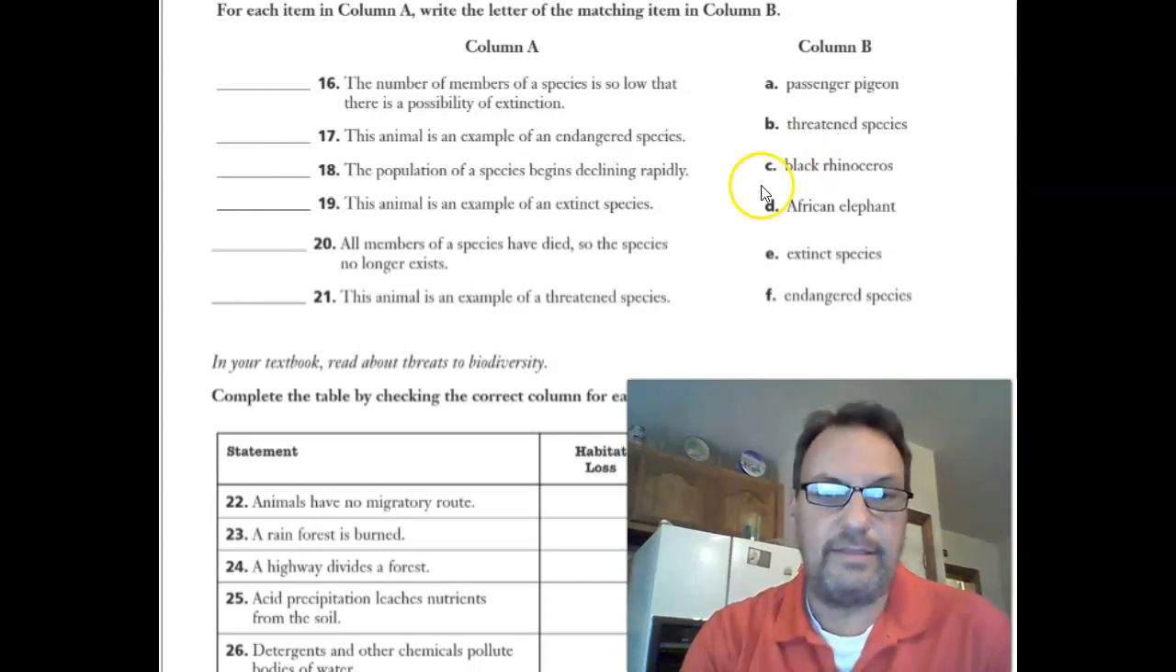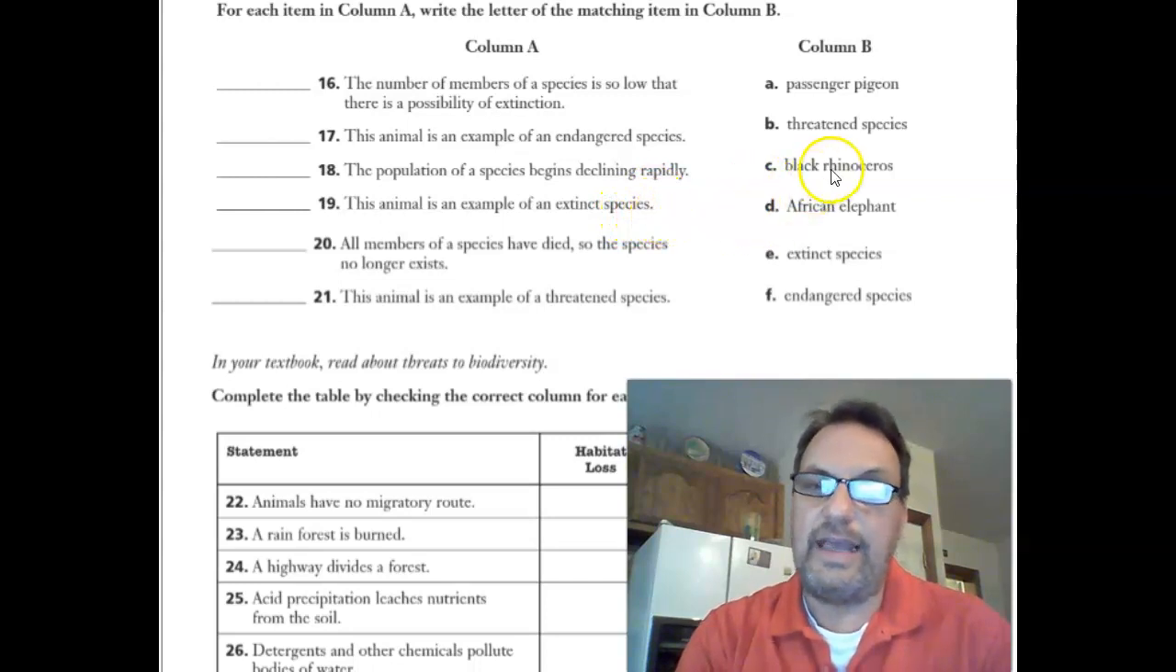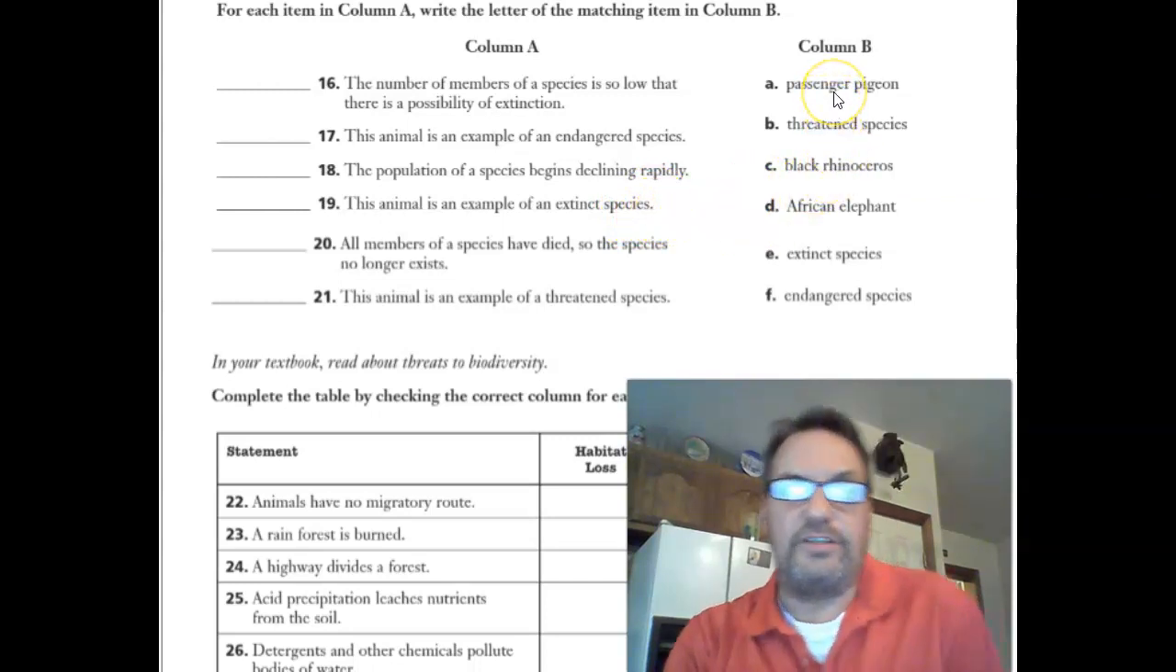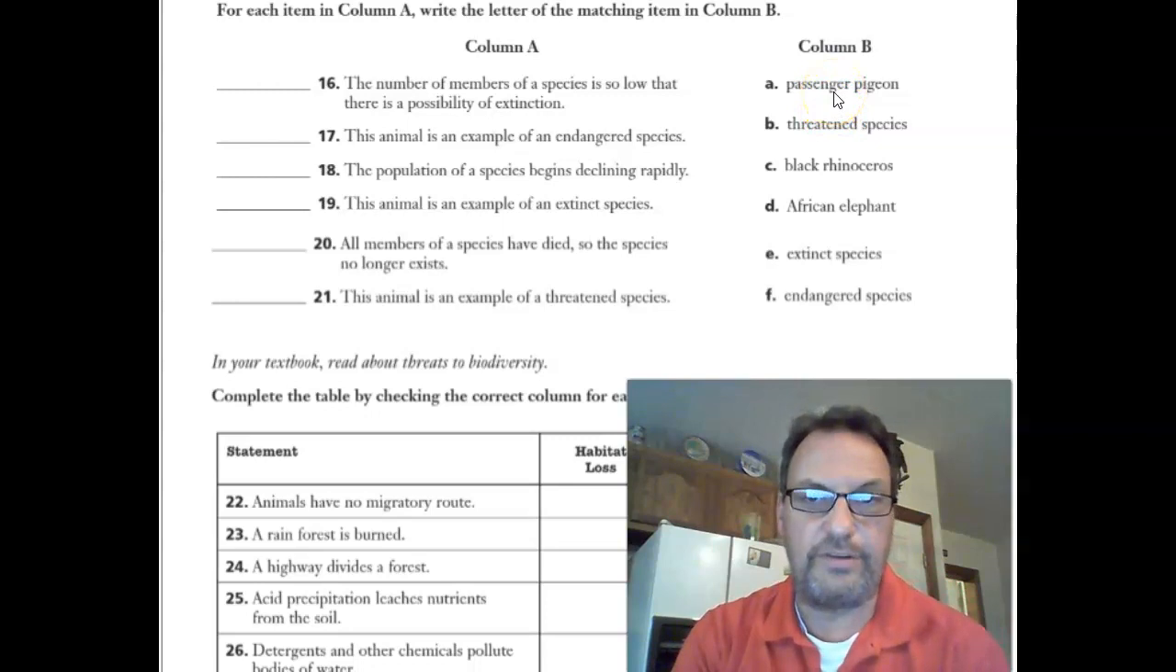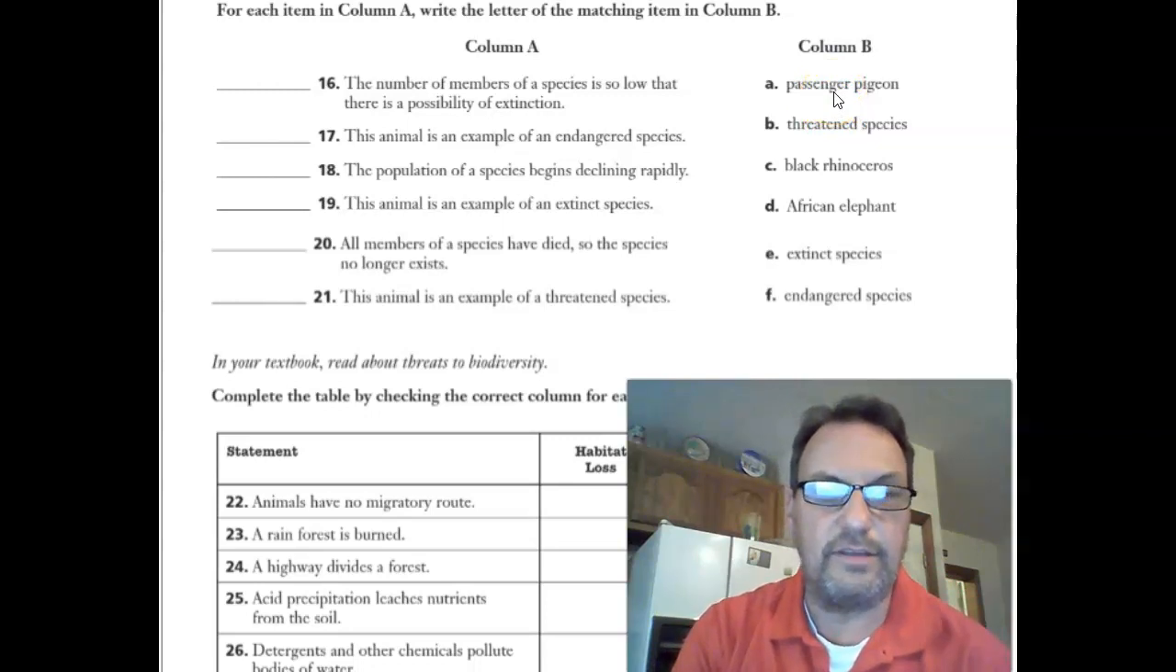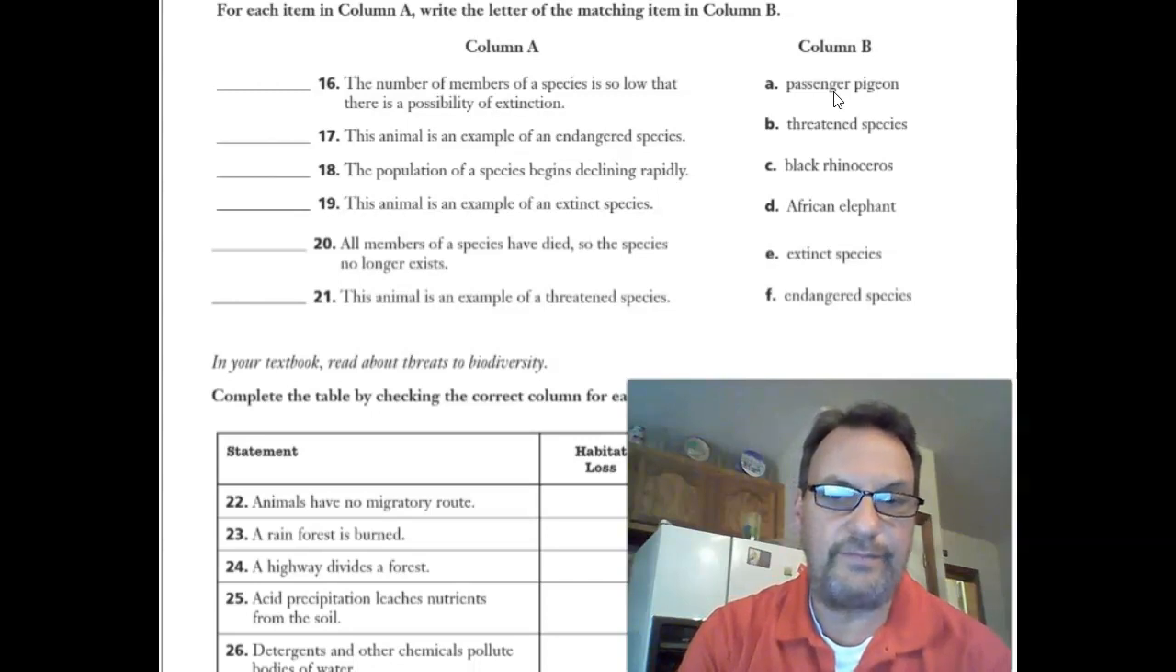Number 19, this animal is an example of an extinct species. And that actually is going to be the passenger pigeon, which died off probably in the 20s or 30s. But it's no longer around. It has gone extinct. So number 19 is A.